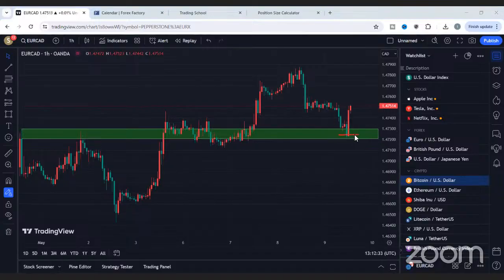Why did it bounce over here? It bounced over here because of all of this here, looking to the left-hand side. So if you are looking forward to buying the Euro CAD, you have already missed it. This is the place that you should have bought in this market. That's the place where you should have bought.